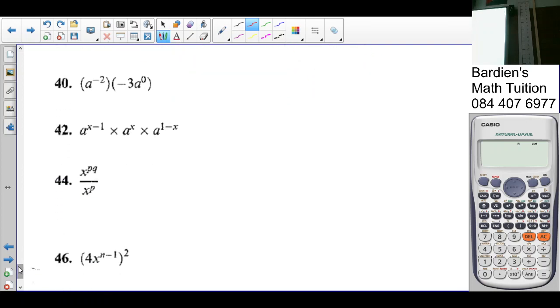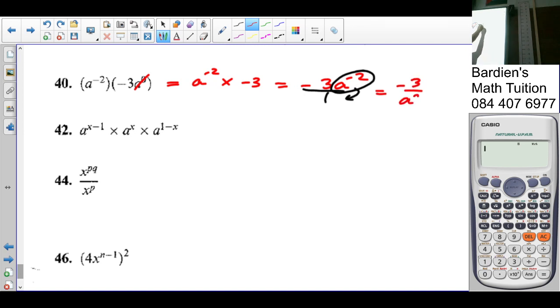Number 40. Anything to the power of 0 is 1. So in other words, that will be a to the minus 2 times negative 3. So what is a to the negative 2 times negative 3? Negative 3, a to the negative 2. So what's going to happen to this negative exponent here? Come down. That's going to give you negative 3 over a squared. Any confusion there? No?